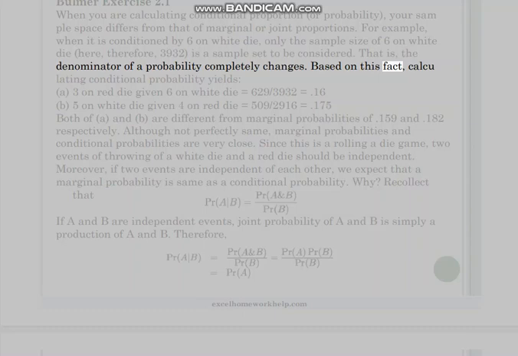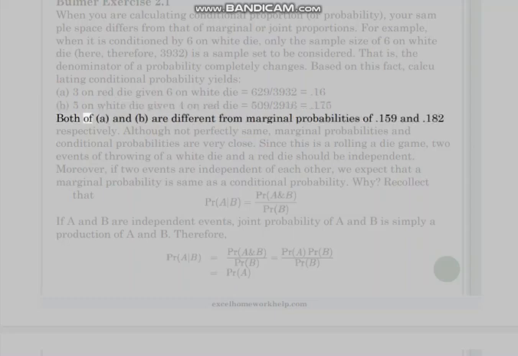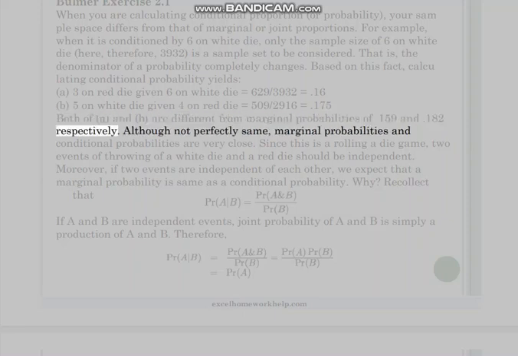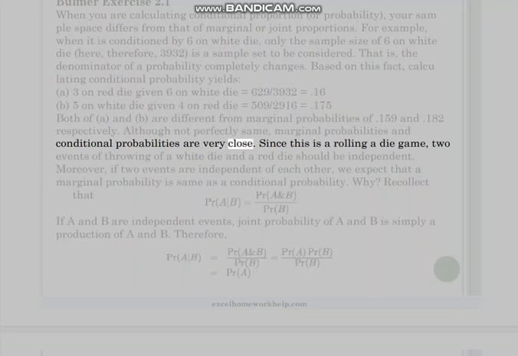Based on this fact, calculating conditional probability yields: A. 3 on red die given 6 on white die equals 629/3932 equals 0.16. B. 5 on white die given 4 on red die equals 509/2916 equals 0.175. Both A and B are different from the marginal probabilities of 0.159 and 0.182 respectively. Although not perfectly the same, marginal probabilities and conditional probabilities are very close.